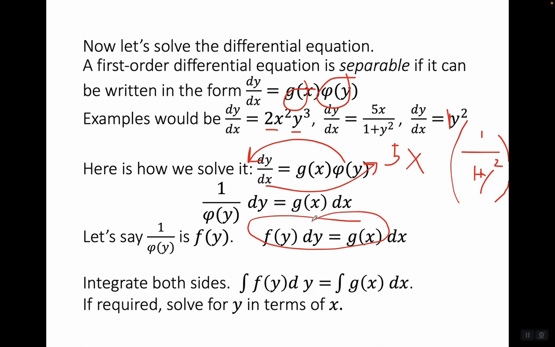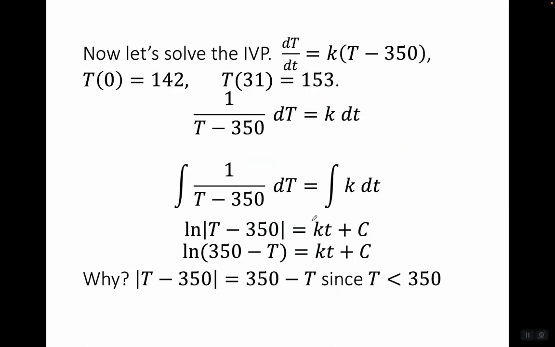Now we integrate both sides. The integral of f of y dy equals the integral of g of x dx, and that would be our solution. If required, we could solve for y in terms of x. Sometimes we don't need to do that. Okay, now let's solve the initial value problem. I know this first problem is complicated, but it's a real problem, not some bogus, goofy problem that textbook authors sometimes create.